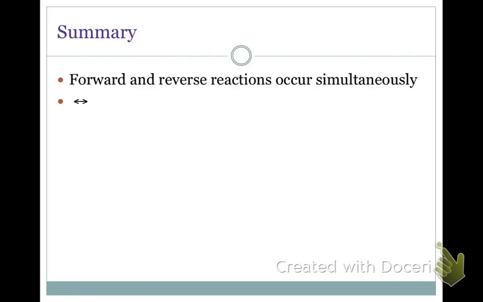So to quickly summarize, the forward and reverse reactions are occurring at the same time. You have double-sided arrows, or double-headed arrows, excuse me. So the one shown here is an example, and this one is the other example.